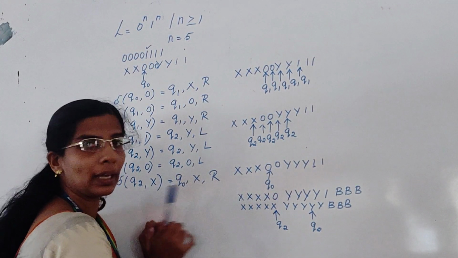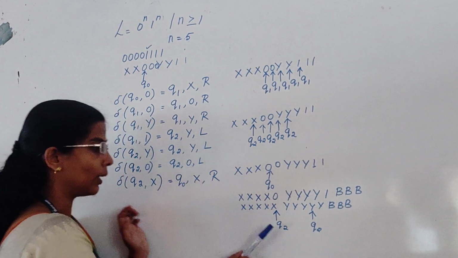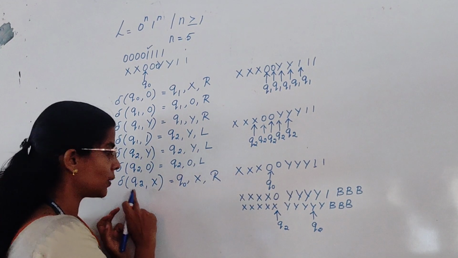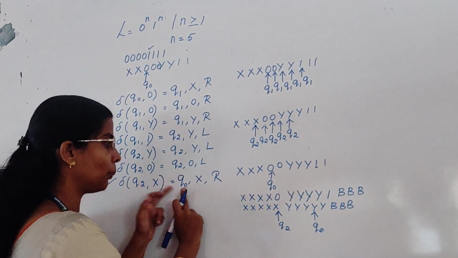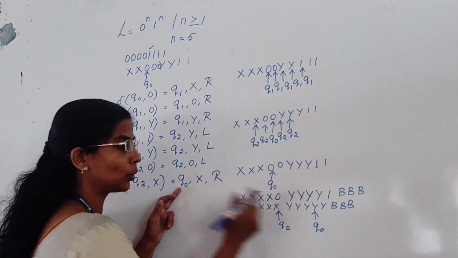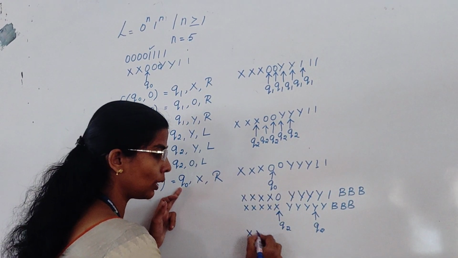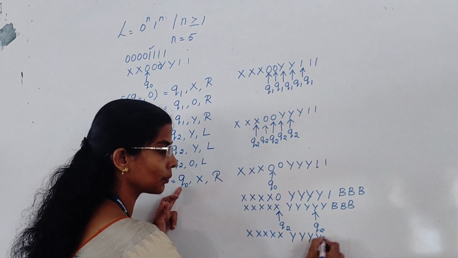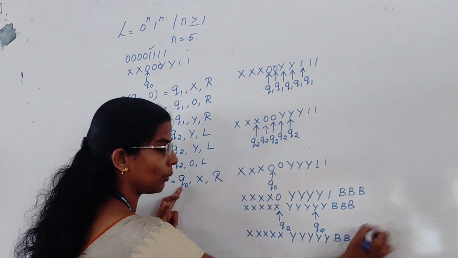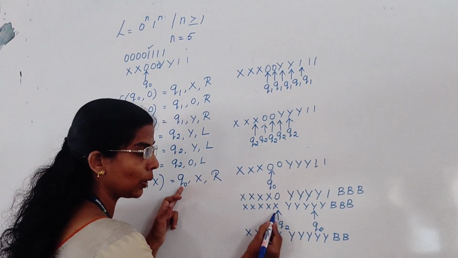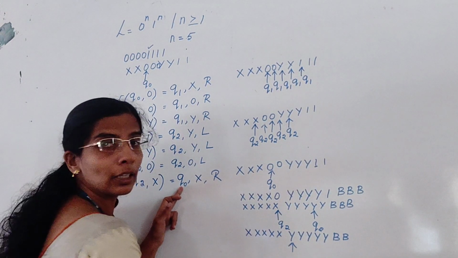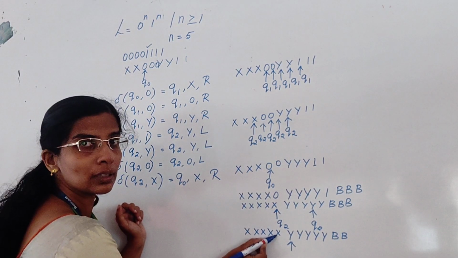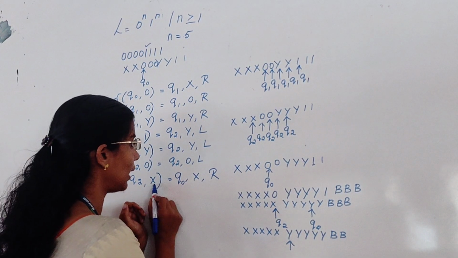Now q2 comma x. When you take q2 comma x, this is the transition. What you have to do with this transition is make a state change to q0. I will write one more step. You will have many blank symbols. When you take right, you will be pointing to this y. X remains the same, I am not touching this x. Direction is right.